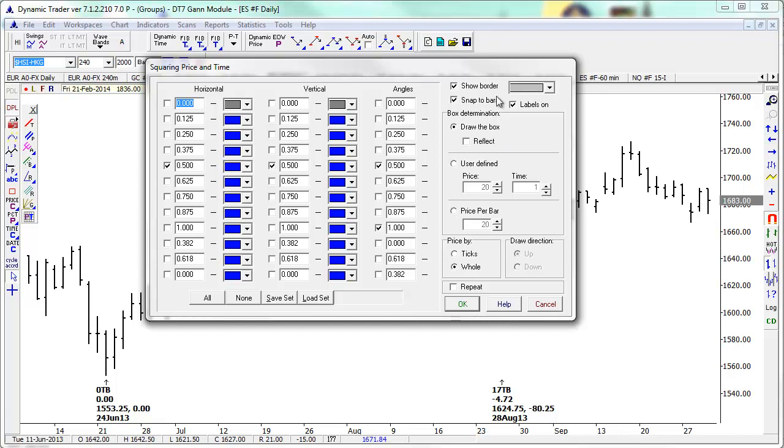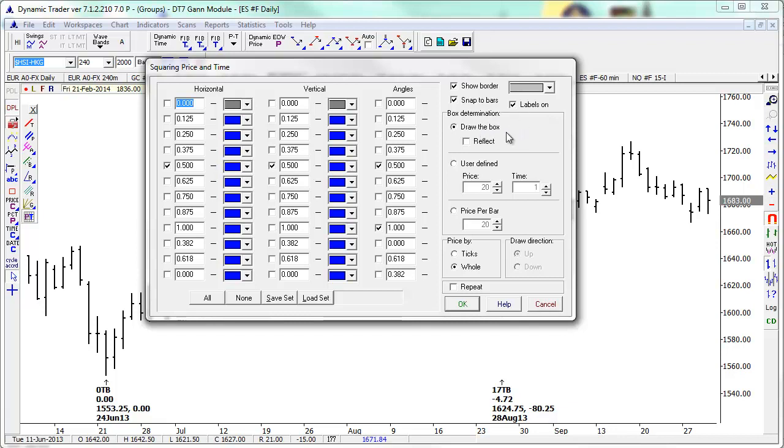Show border. Whenever I've used this, I've always showed the border. I make it light gray. There's no reason to have it stand out too much. Snap to bars. We always check that off, at least I do, because we're going to be drawing this box from a low to a high or a high to a low. And we usually want to make sure that we hit that high and low exactly, so we do snap to bars. Labels on is just showing the number of price points and time points of the box. That's the only label that's going to be shown.